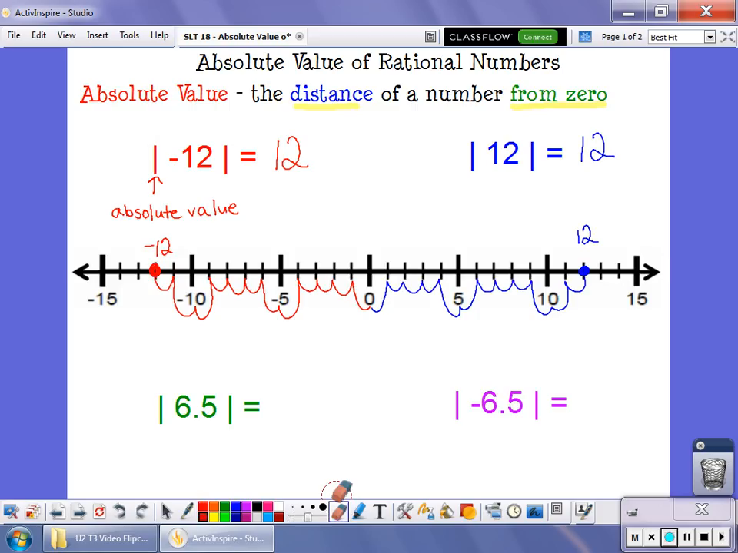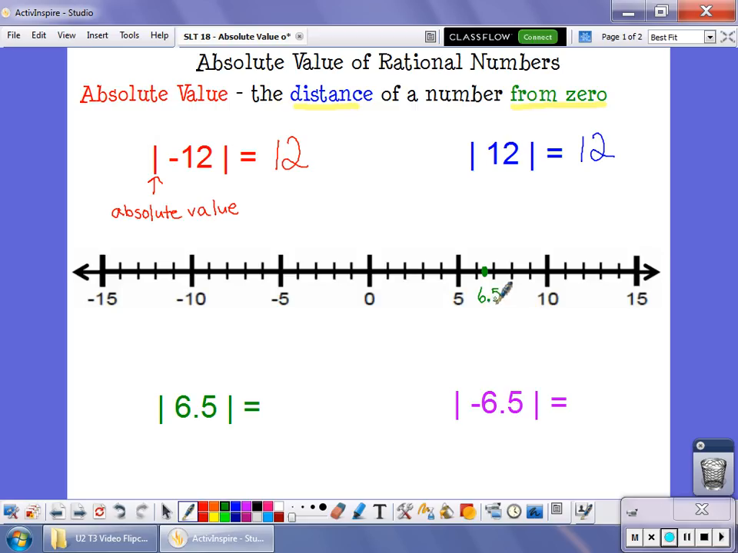And this works not only for whole numbers, but it also works for rational numbers. So let's take a look at these decimals and see what we're talking about. So I have the absolute value of 6 5/10. So let's find 6 5/10. That's a +6 5/10, which is the same as 6 1/2. So I'm going to stick that right here on my number line.